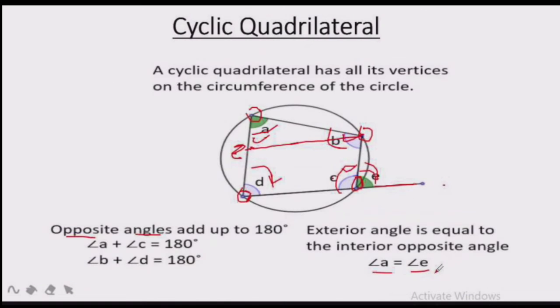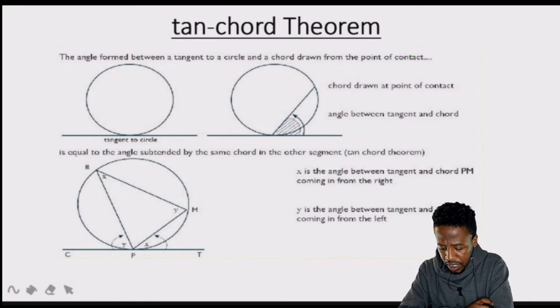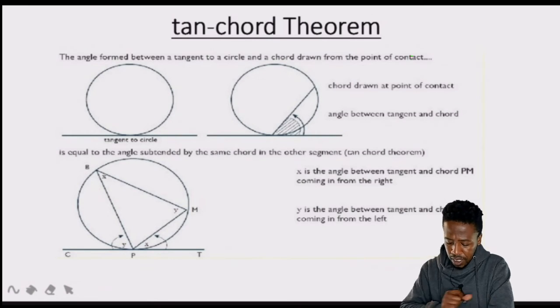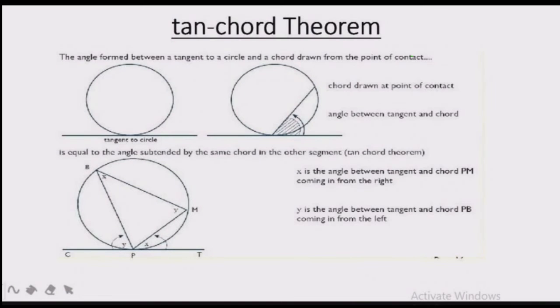Now, let's have a look at our last theorem, which is the tan-chord theorem, which is very important when we deal with Euclidean geometry. It says the angle formed between a tangent to a circle and a chord drawn from the point of contact is equal to the angle subtended by the same chord in the other segment of our circle.